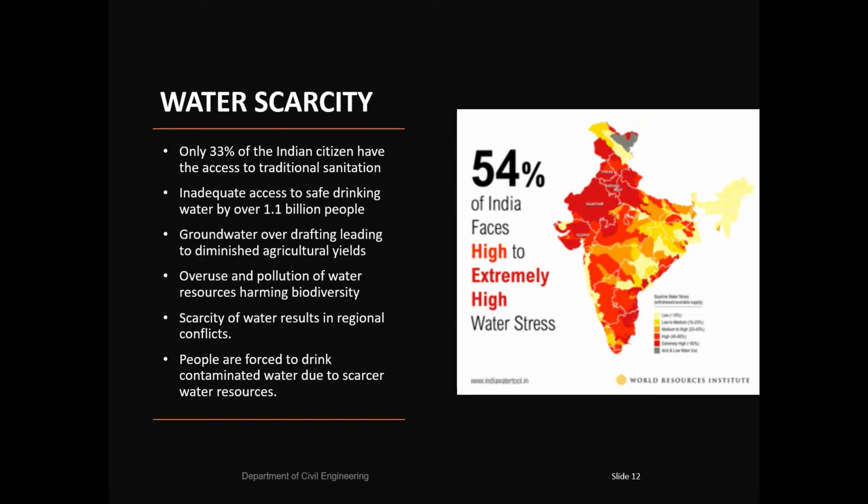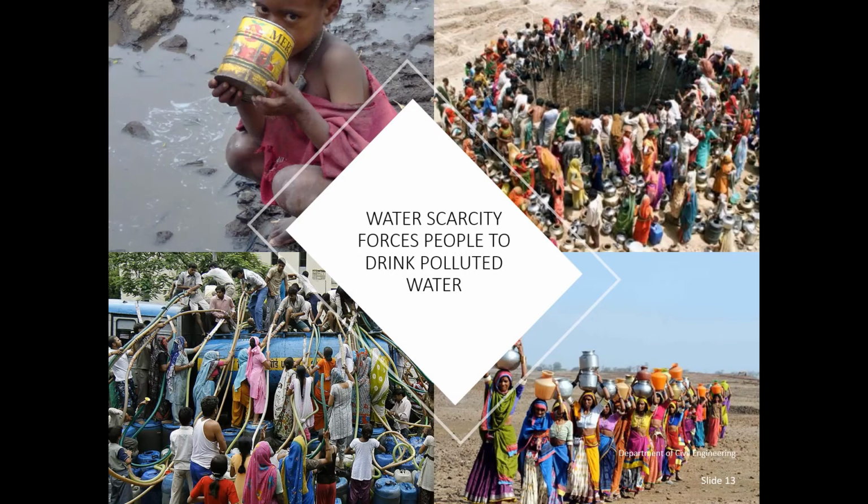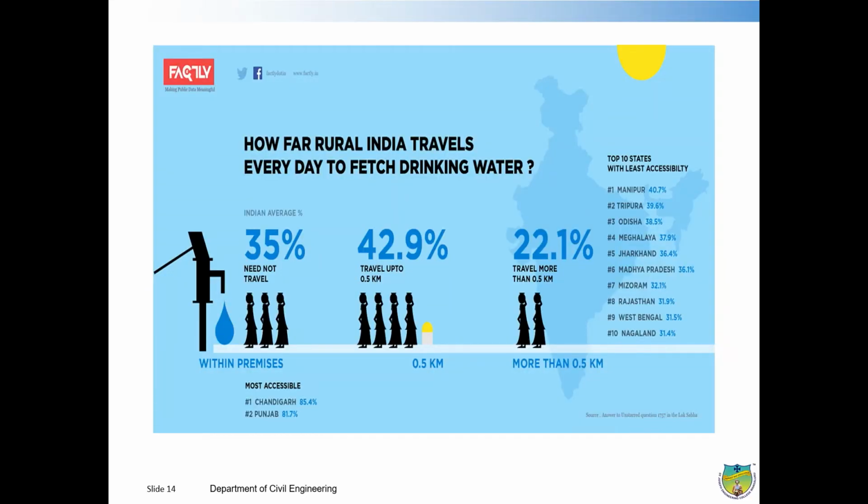Water scarcity is one very important aspect to be known and to be understood in a good way. 54% of India faces high to extremely high water stress, and inadequate access to safe drinking water is by over 1.1 billion people. Groundwater overdrafting has led to the diminished agricultural yields. You can see the water scarcity has forced the people to drink polluted water. These are the few facts.